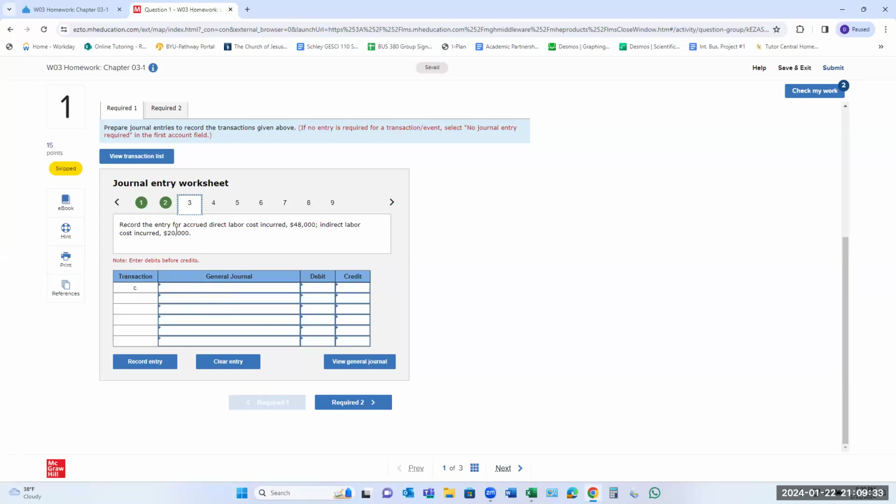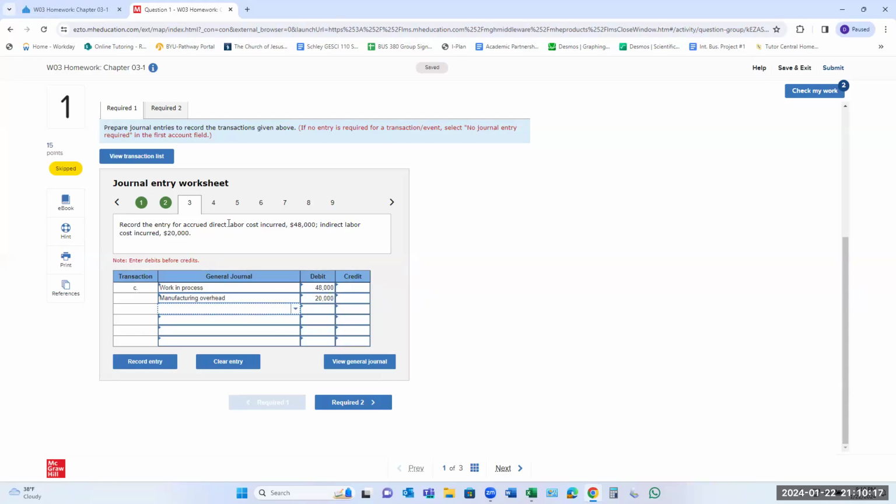3, record the entry for accrued direct labor costs incurred of 48,000 and indirect labor costs incurred of 20,000. So again, this has got a direct part and an indirect part, and they didn't give me the total this time, so we'll figure that out. Direct labor goes into work in process, and that was 48,000. Indirect labor, same as indirect materials, goes into manufacturing overhead. That's where all the indirect things go. And that was 20,000.